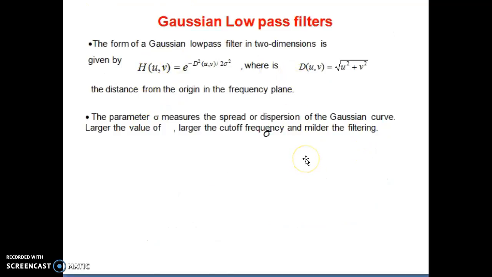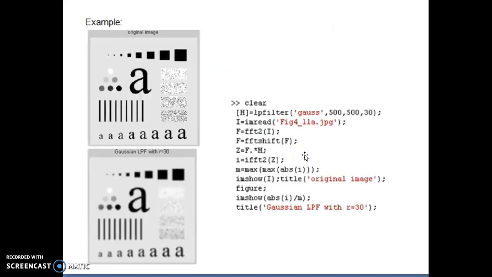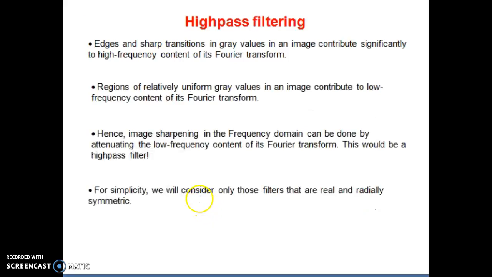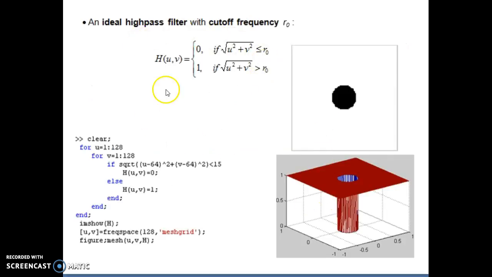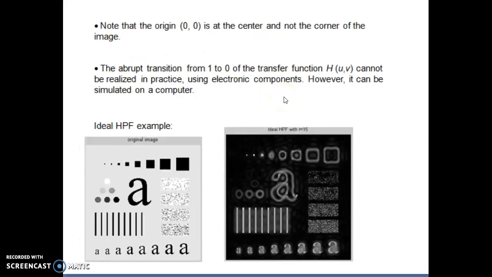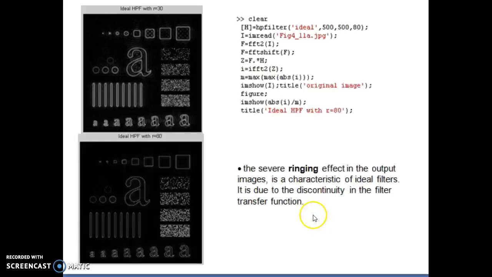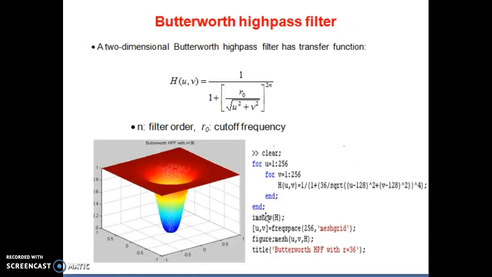There are also other filters like Gaussian low pass filters, and this is the effect of a Gaussian low pass filter on an original image. High pass filtering can also be carried out for our images. Some of the examples: H of u comma v with the cutoff frequency of R0, and ideal HPF with R equal to 15. Here also we observe the severe ringing effect in the output, a characteristic of ideal filters, and it is due to the discontinuity of the filter coefficients.